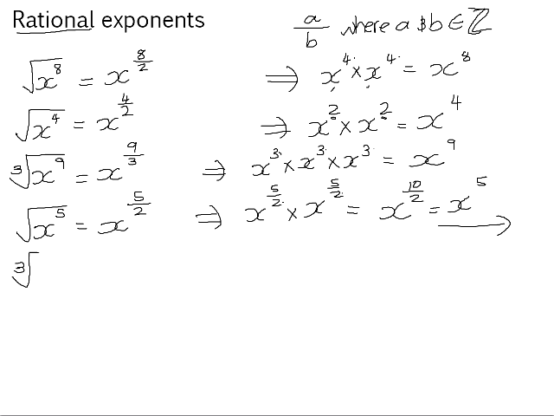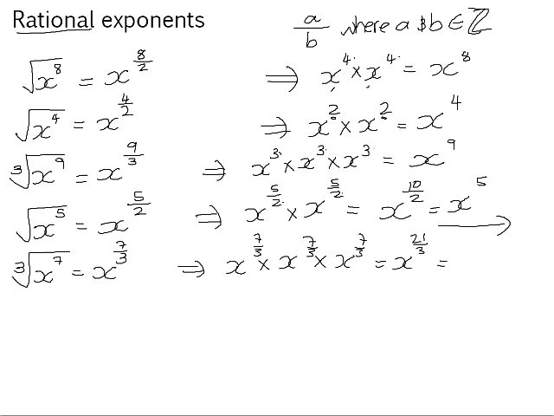If we want to do the cube root of x to the power of 7, we need to divide 7 into 3 equal parts. So x to the 7 over 3 times x to the 7 over 3 times x to the 7 over 3 is x to the 21 over 3, and 21 divided by 3 is just 7.